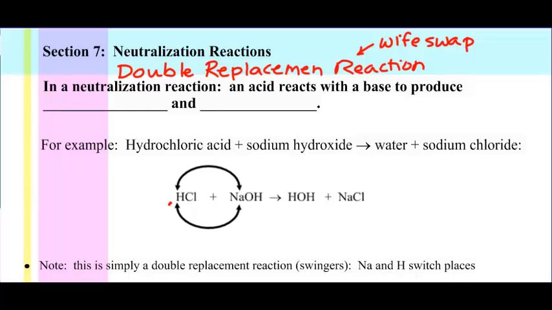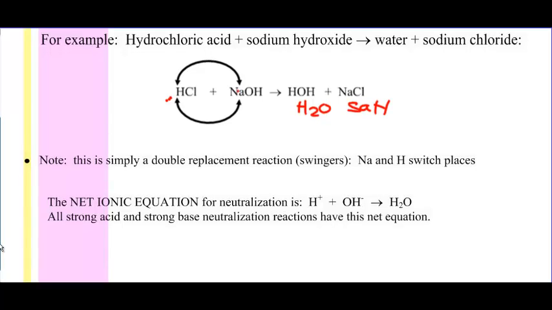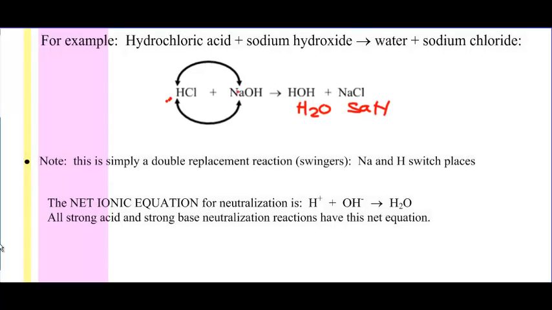You can see that I have that down here. The H kicks Na out and takes its spot with OH, which we know as water. And the Na takes H's spot and you make NaCl, which we know as salt. So in a neutralization reaction, you always have an acid reacting with a base to produce salt and water. Again, it's really just a double replacement reaction.